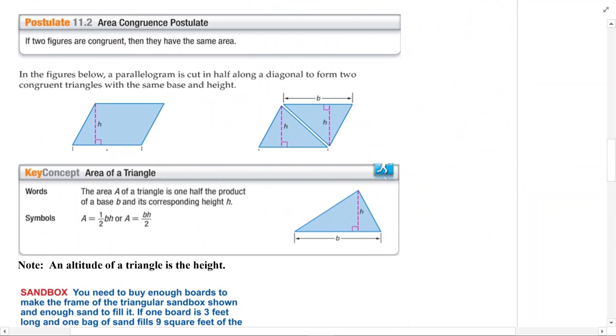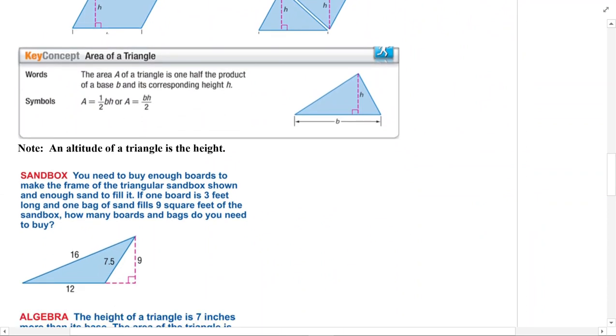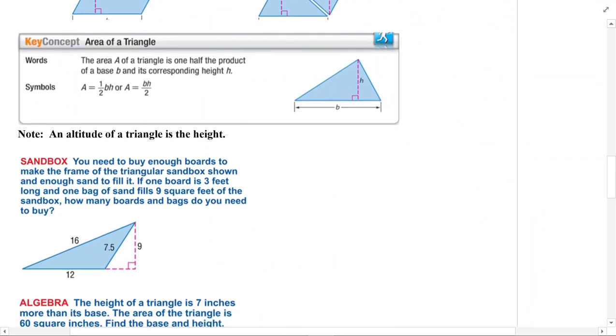The next one says if two figures are congruent, then they have the same area, which we've already discussed. The area of a triangle, a lot of you have had that already. Area equals 1/2 base times height. You could also write that as base times height divided by 2. The altitude is always the height. Notice that sometimes the altitude can lie outside of the triangle. So this right here could be the altitude of that triangle.